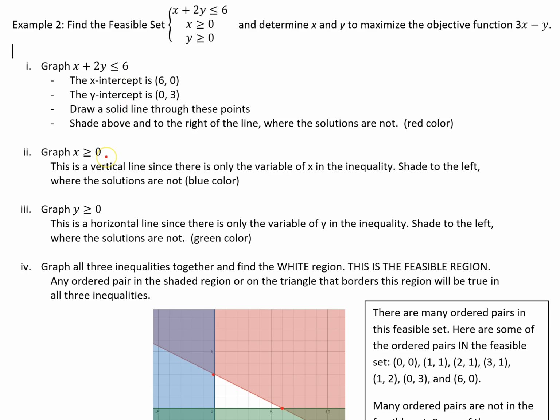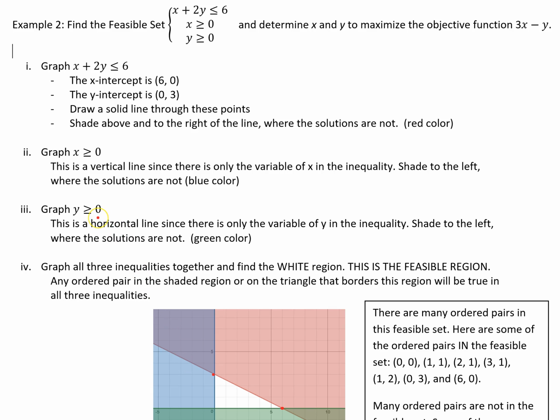Now I take the second inequality, x is greater than or equal to 0. This only has the variable x, so it's a vertical line. It happens to be a vertical line right on the y-axis because that's where x is equal to 0. And once again, I shaded where the solutions are not. Remember, this inequality says x is greater than or equal to 0. That would typically be over to the right. That's where all the true answers are. But I want to shade where the solutions are false or where they're not. Okay, so the blue is the second inequality.